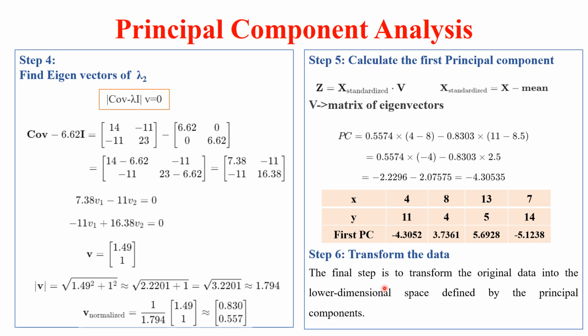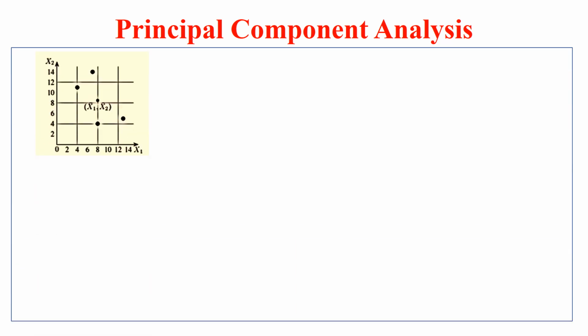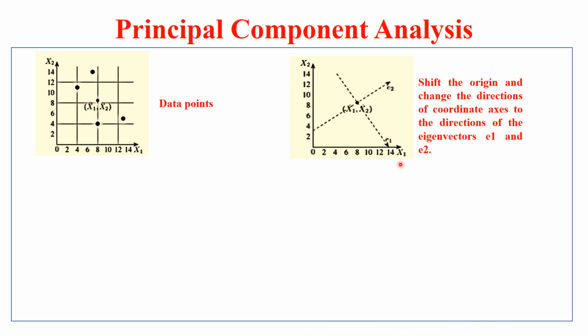Step 6 is to transform the data. The final step is to transform the original data into the lower dimensional space defined by the principal components. Here, in this picture, we could see the various data points. The data points are plotted and this is showing the mean. And in this picture, we are shifting the origin and changing the directions of the coordinate axes to the directions of the eigenvectors E1 and E2.